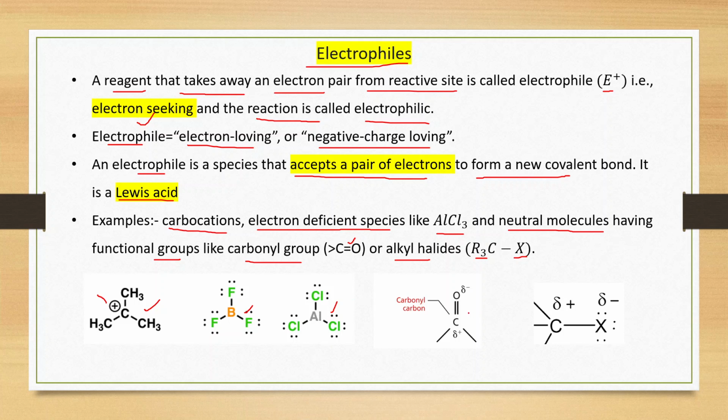Now, in the carbonyl group, as we know, oxygen is more electronegative. So this oxygen acquires the negative charge and this carbon acquires the positive charge. So this carbon is the electrophilic center. Now, in the case of alkyl halide, again, the halogen is more electronegative. So it acquires the partial negative charge and this carbon bears the partial positive charge. So this carbon is an electrophilic center. Okay.